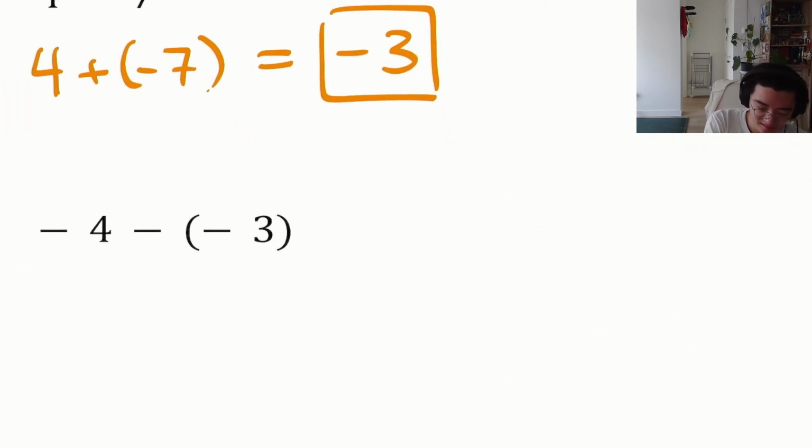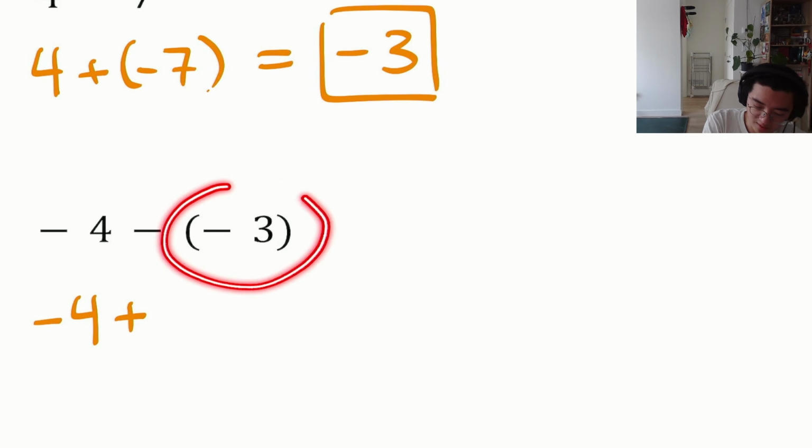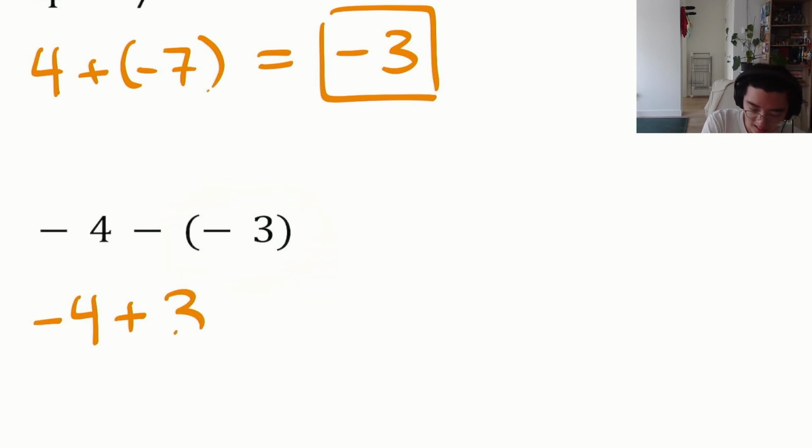Now let's try this one. -4, and we're adding the opposite. As you can see here, we have a -3. The opposite of -3 is +3. So it becomes -4 plus +3. We know the negative number is bigger, so it has to be negative something. 4 minus 3 is 1.